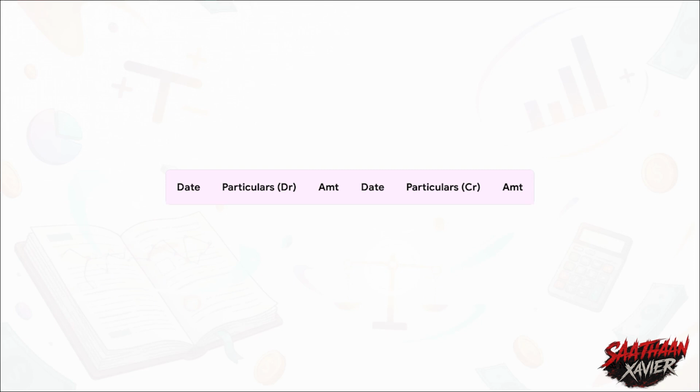Notice how both sides have 4 identical columns. You've got the date, the particulars, where you write the opposite account's name, the JF, or journal folio column, which is just a page reference linking back to the journal, and finally, the amount.